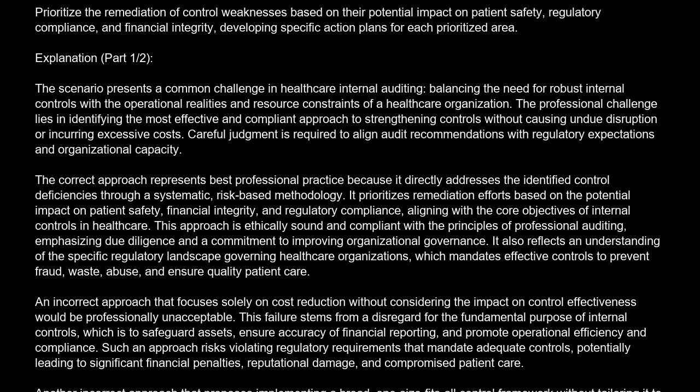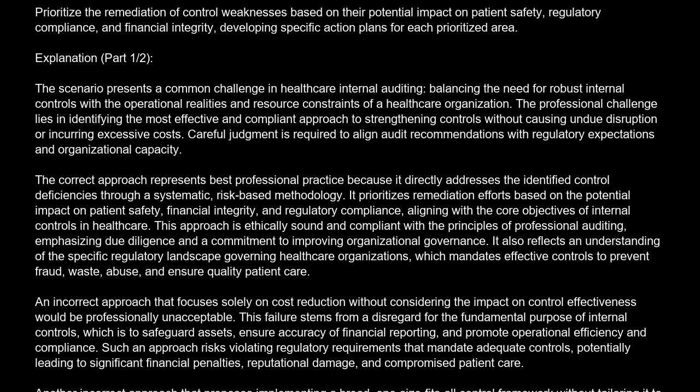Explanation. The scenario presents a common challenge in healthcare internal auditing, balancing the need for robust internal controls with the operational realities and resource constraints of a healthcare organization. The professional challenge lies in identifying the most effective and compliant approach to strengthening controls without causing undue disruption or incurring excessive costs. Careful judgment is required to align audit recommendations with regulatory expectations and organizational capacity.